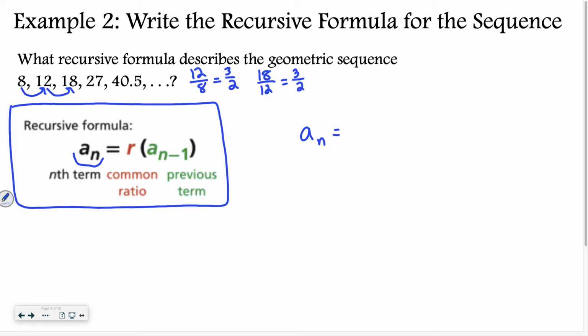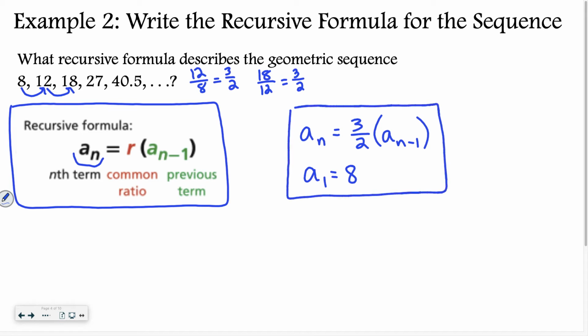So my common ratio is 3 over 2, and then I would just say that it gets multiplied by whatever the previous term was. Remember, we represent the previous term with that entire a and then subscript, that little script down below, n minus 1. Okay, so that would be our recursive formula for this sequence. And remember, with recursive formulas, you always have to give what the first term is so people know where to start. So our first term is 8. So I would need to list both of these pieces of information for the geometric sequence when I'm using recursive.